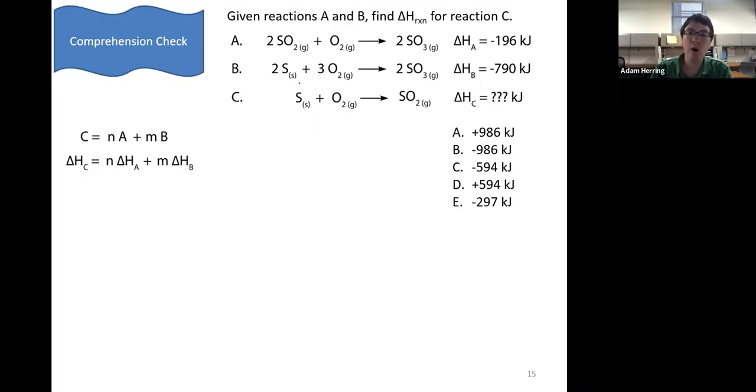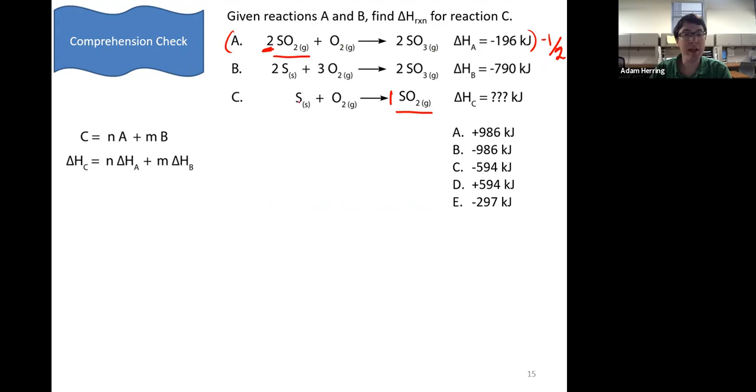So what do we have? Well, with reaction A, notice that it has sulfur dioxide in the reactant, and we have sulfur dioxide in our product. So we're going to need to multiply this reaction by -1 in order to get our sulfur dioxide on the proper side. However, notice as well that we have 2 sulfur dioxides in reaction A, but only 1 in the desired reaction. So we must also divide it in half.